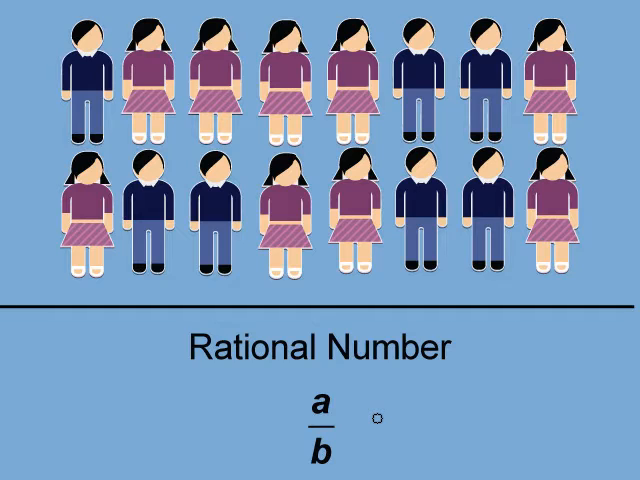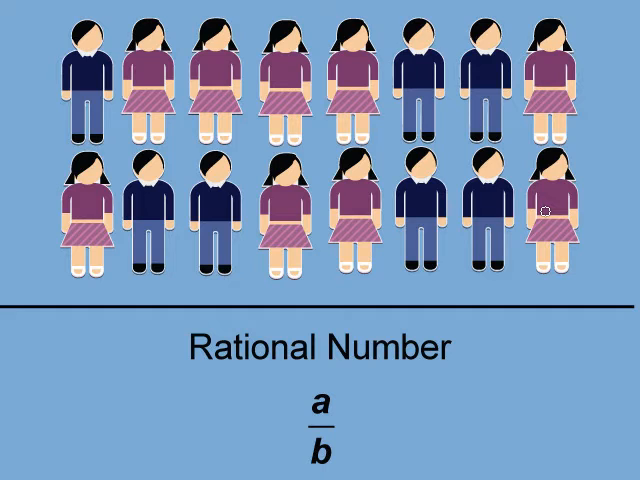In this example, we are given a classroom of boys and girls. The first task is to find the ratio of boys to girls. Count the number of boys. As you can see, there are 1, 2, 3, 4, 5, 6, 7 boys. Now count the number of girls. There are 1, 2, 3, 4, 5, 6, 7, 8, 9 girls.